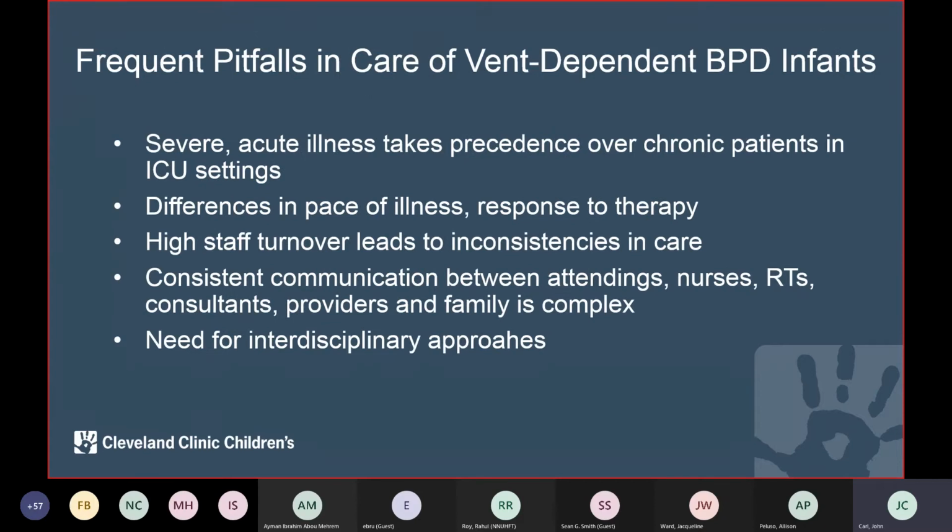And the frequent pitfalls in the care, as we make this transition from NICU to pulmonary service to going home, are that, you know, the acute patients take precedence over these chronic patients in ICU settings. They have a very different pace of illness and response to therapy. And both of our services have high staff turnover, which leads to opportunities for inconsistencies in care. The consistent communication between attendings, nurses, RTs, consultants, providers, and the family is complex.